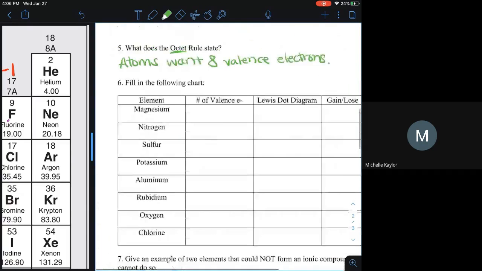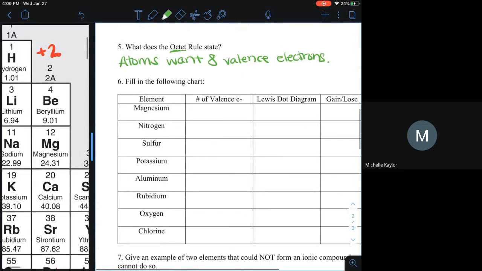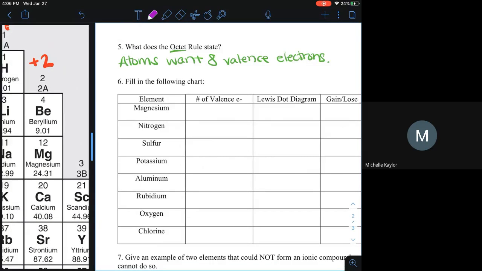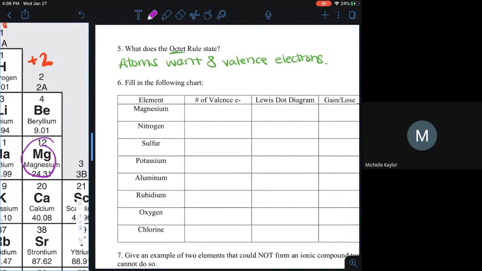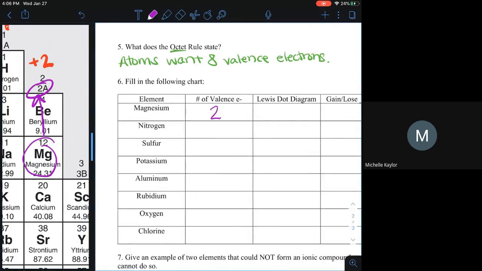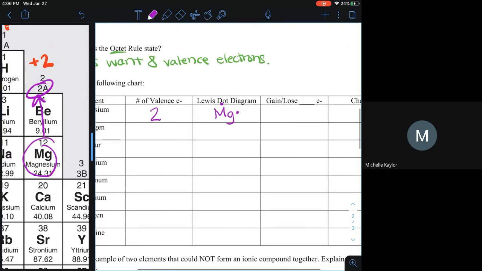So going back to our chart here, we have magnesium. I find magnesium on the periodic table, and the first thing I want to know is how many valence electrons it has. To find that, I'm going to look at the group. It's in group 2A, which means that it has 2 valence electrons. To draw its Lewis dot diagram, again, I'm going to draw its symbol, and it's going to have 2 dots. I'm going to start one on the top, one on the right. Again, we cannot gain or lose more than 3 electrons. So it currently has 2. To fill up that shell, it would need to gain 6. That's more than 3. We can't do that. So the other option is that it's going to lose the 2 that it has.